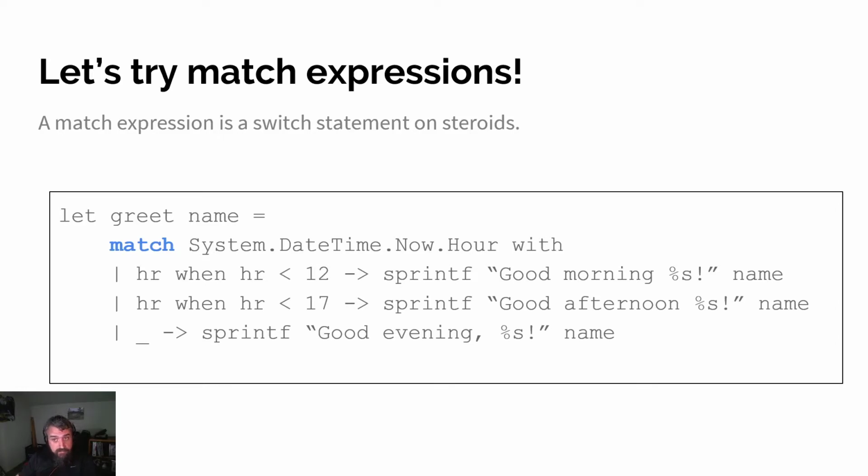We still get that same functionality with the if statement, and we get the arrow that indicates that if we're going to match an hour that is less than 12, then we'll arrow into the result of the function, which is printf good morning name. And then if it's less than 17, we'll go good afternoon, and otherwise it's good evening. And notice I didn't have to specify anything else. I just used that underscore parameter to say, okay, the default case is that.